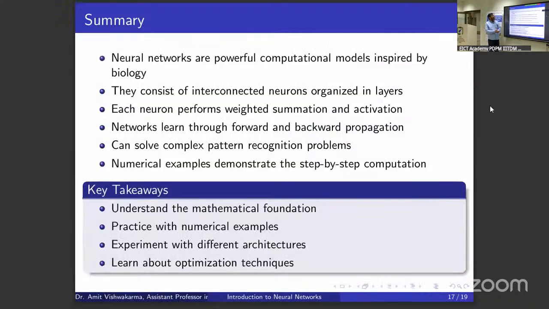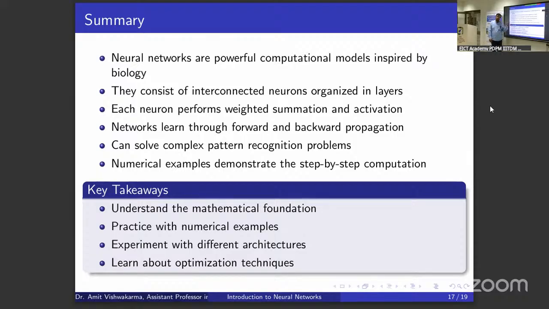So, summarization: neural networks are powerful computational models inspired by biology. They consist of interconnected neurons organized in layers. Each neuron performs weighted summation and activation. The network learns through forward and backward propagation and can solve complex pattern recognition problems. Numerical examples are presented to understand the concept.